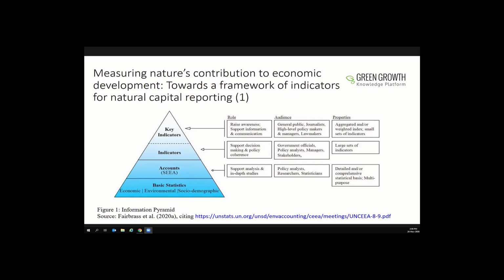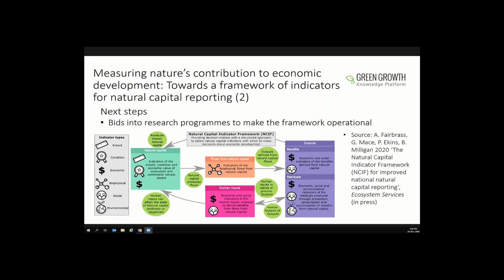And the first thing I'm going to talk about is the natural capital indicator framework, which we've developed as part of this work with the GGKP. So this diagram comes not from that work directly, but from a journal paper which is in press that derives from that work. And we were very surprised when we came to undertake it, despite the fact that natural capital has been a concept that's been around for a very long time.